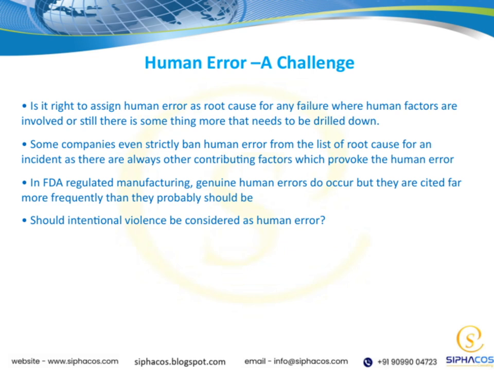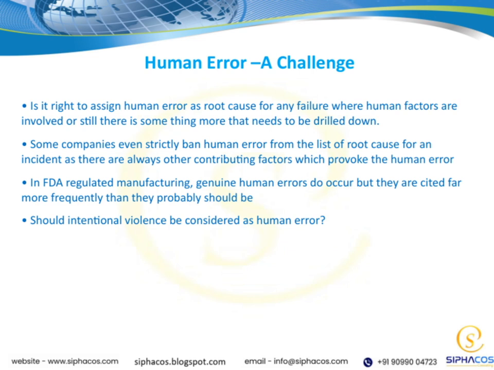In fact, some companies go as far as to exclude human error from their list of root causes altogether. They recognize that what appears to be human error is often a symptom of underlying system flaws, inadequate training, or poor procedures that provoked that error in the first place. Especially in FDA-regulated manufacturing environments, genuine human errors do happen. But interestingly, these errors are sometimes cited more frequently than they probably should be. This tendency can lead us to overlook systemic problems that need addressing to prevent future failures.